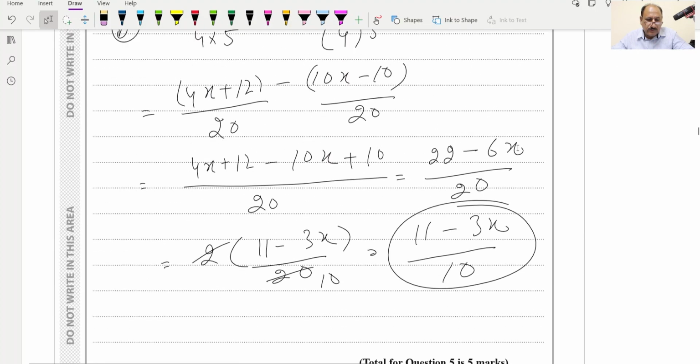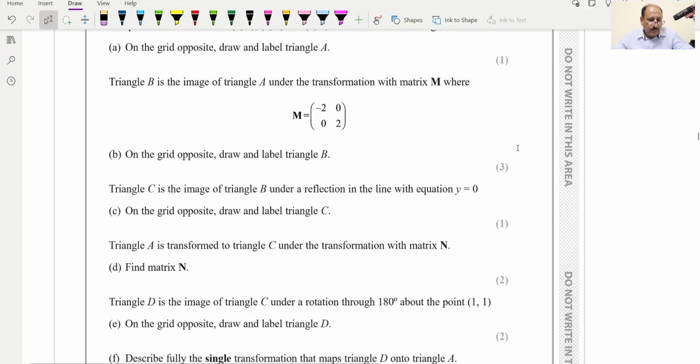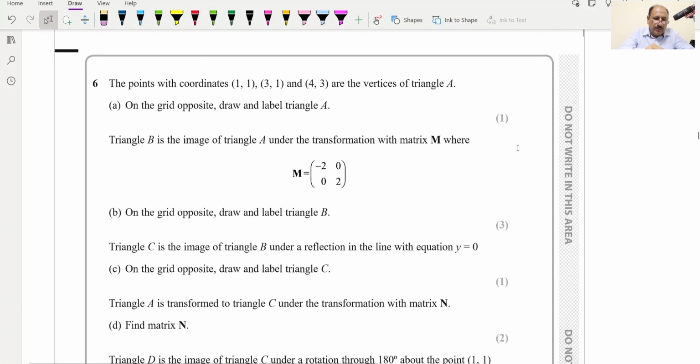Hopefully you understood this. Now we can go to question number 6. Question number 6 says the point with the coordinates, this one, these are 3 coordinates, are the vertices of a triangle A on the grid opposite. Draw and label the triangle A. So we have to draw and label triangle A.